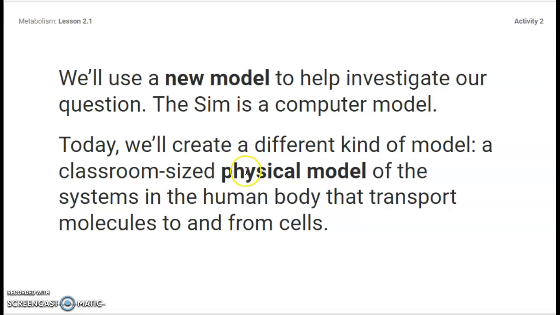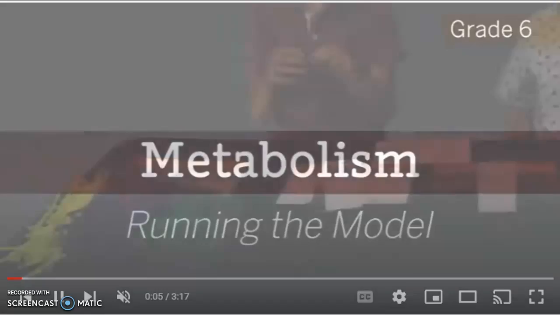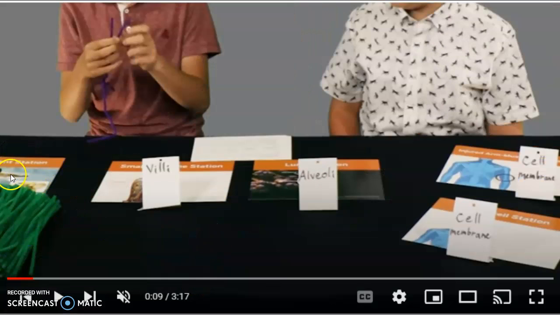So we're going to create a life-size physical model first. We're going to use this video to help us out to explain how you're going to do this activity. So you're going to have a station that is the small intestines. You're going to have a station that's the lungs. You'll have an arm muscle. You will have a cell station, and you will have a few other stations. It's going to represent the different parts of the body.